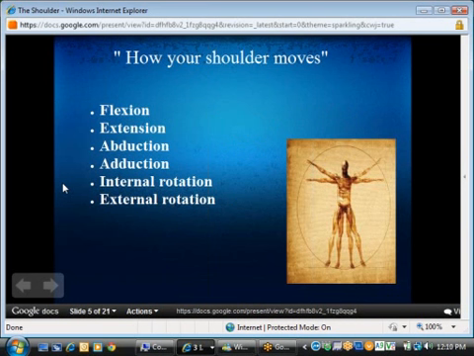How your shoulder moves: unlike other joints such as your knee, finger, or elbow, which are hinge joints that move across just one plane, just flexion and extension, like knee flexion and extension, this one is a ball and socket joint. This joint makes movement with an almost unlimited range of motion, the whole range of motion.